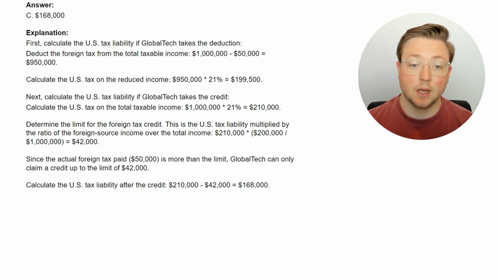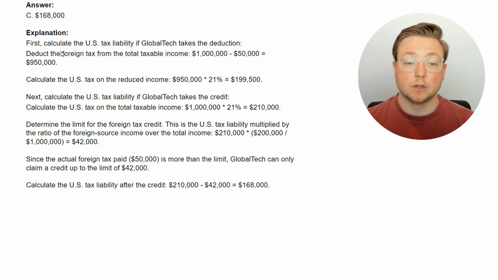So let's do the calculations. First, you have to calculate the tax liability if they took the deduction. So the deduction is you just take the foreign tax and you deduct it from your taxable income. And then after you've deducted it, you calculate your taxable income. So you take away the $50,000 of foreign taxes paid, and then you calculate the tax, and that gives you a tax liability of $199,500.